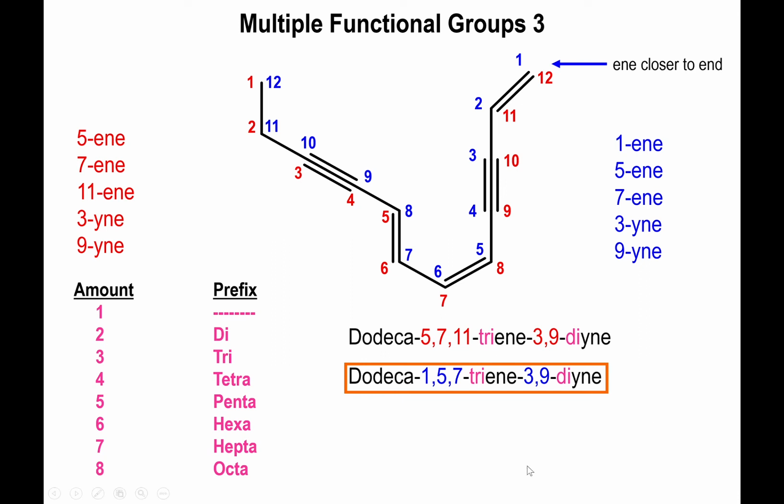So you end up giving the lowest number to the alkene. So instead of 5, 7, 11 for the alkenes, you go with 1, 5, 7. So here you actually stick with the blue series. Once again, this is only exclusive to molecules where there's only alkenes and alkynes. And by the way, you don't need to have multiple alkenes and alkynes. You could only have one alkyne in the molecule and one alkene in the same molecule. You still give preference to the alkene.